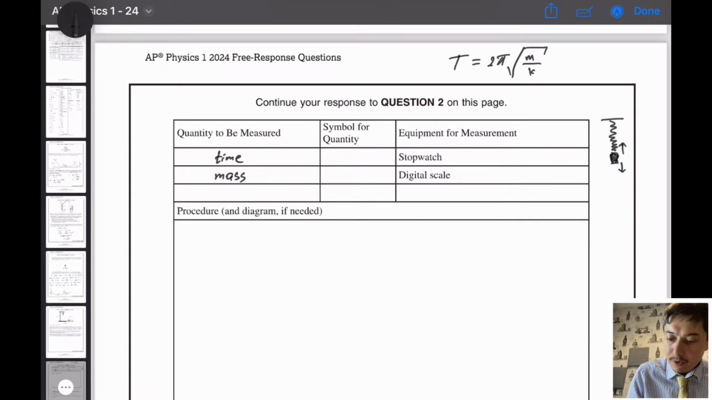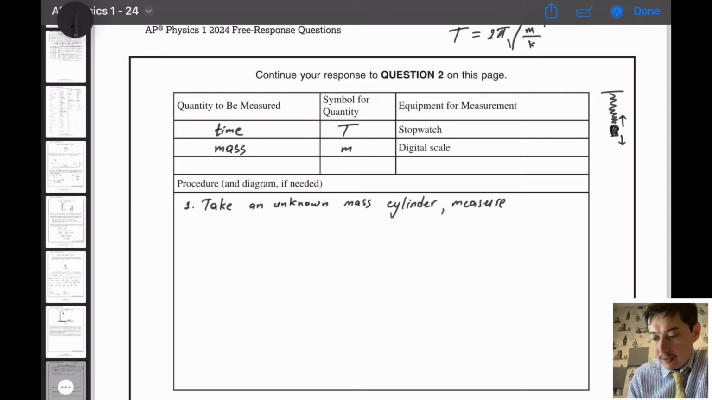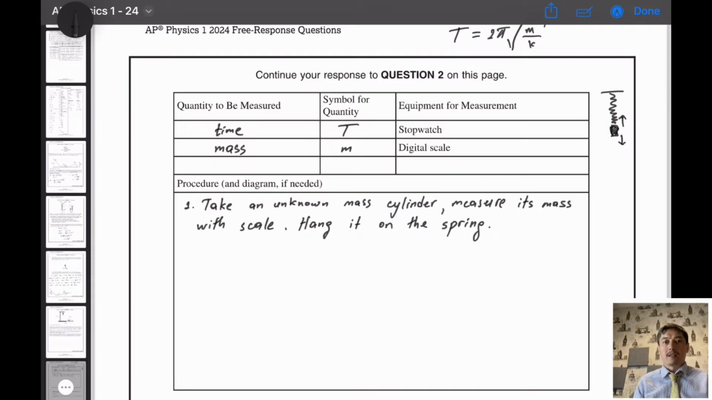So symbol for quantity of time, let's say period with capital T and mass with M. Stopwatch measures the time and the digital scale measures the mass. Now, procedures. First of all, let's start with setup. To set up, we can say take an unknown mass cylinder, measure its mass with scale, hang it on the spring. Okay, the setup part is done.